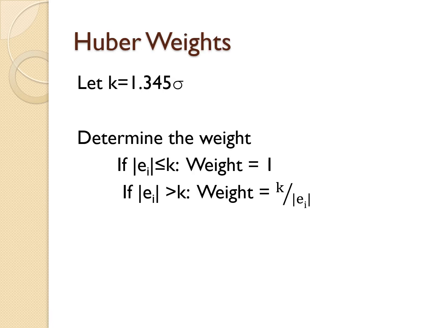The idea behind a weight is that we will count part of the variable, but we will discount it if it's far away from the main cluster of points. So there are a variety of weights out there. The simplest one to calculate might be the Huber weight. For the Huber weight, we're going to start with a number that we're going to call k, like k equals 1.345 times the standard deviation of our dependent variable.